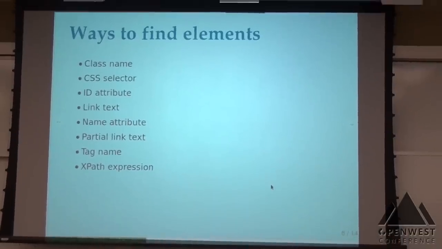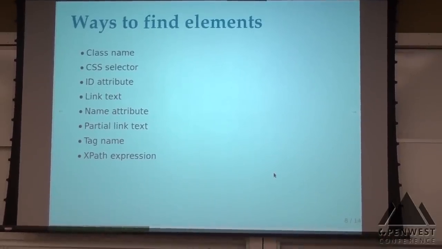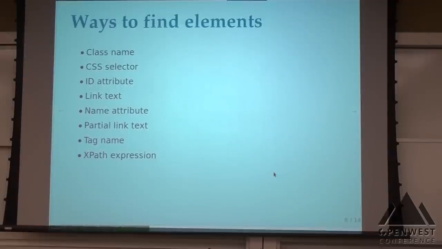Elements on the page can be found by class name, by CSS selector, by the ID attribute, link text, the name attribute, partial link text, which is text that would show up within a link, not being the whole link, but just a portion of the link text, the name of the tag, or an XPath expression.